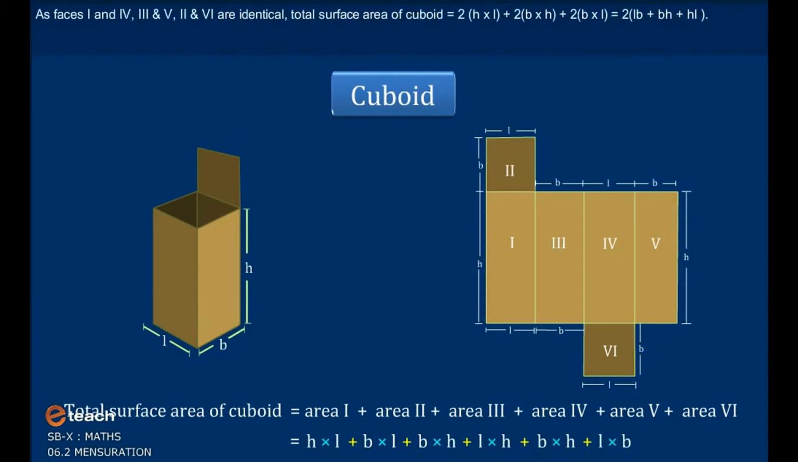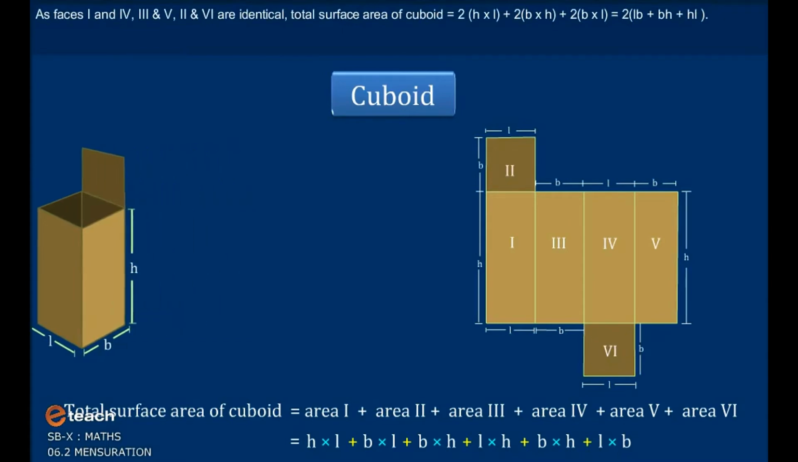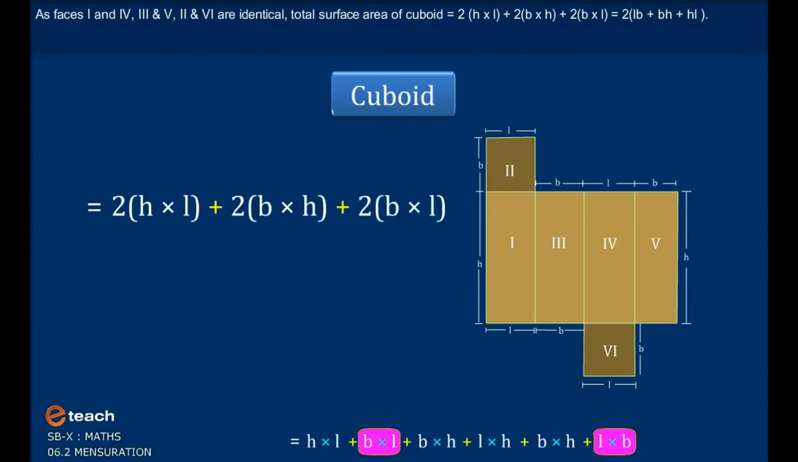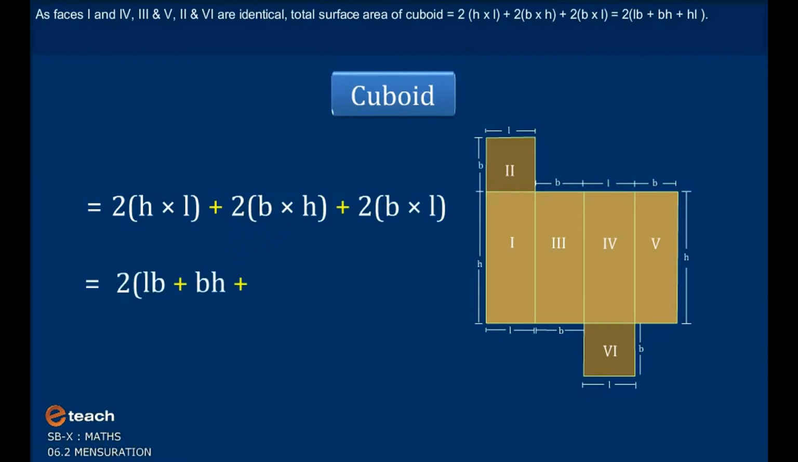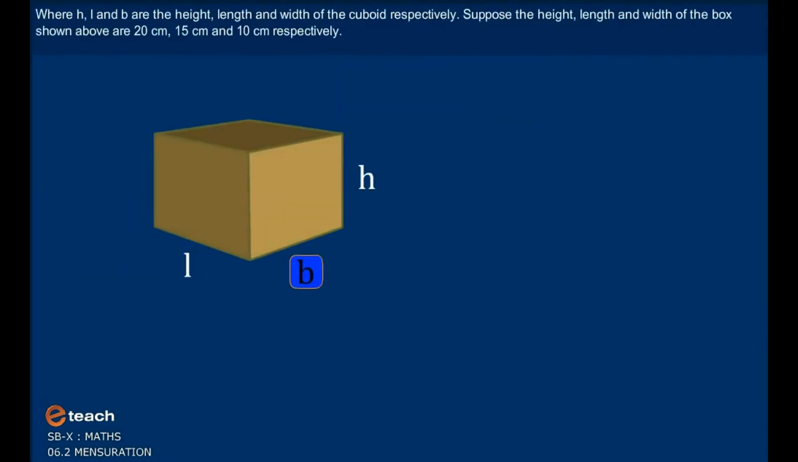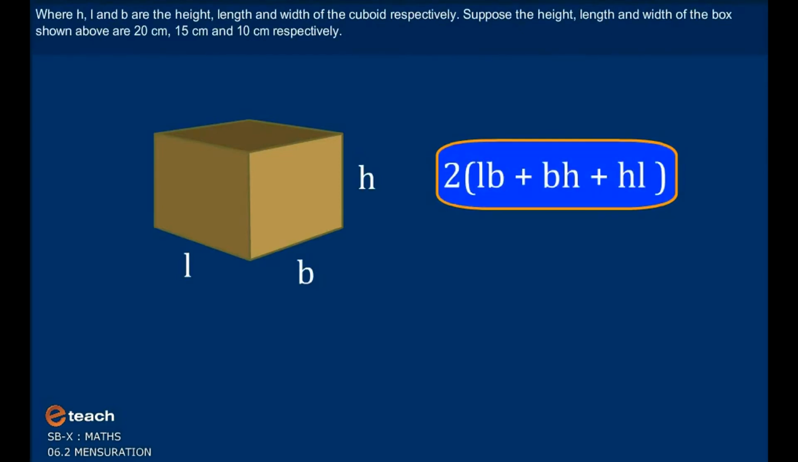As faces first and fourth, third and fifth, second and sixth are identical, the total surface area of a cuboid is equal to 2 (height into length) plus 2 (breadth into height) plus 2 (breadth into length), which is equal to 2 (length into breadth plus breadth into height plus height into length), where H, L and B are the height, length and width of the cuboid respectively.